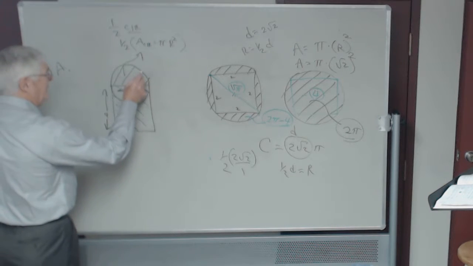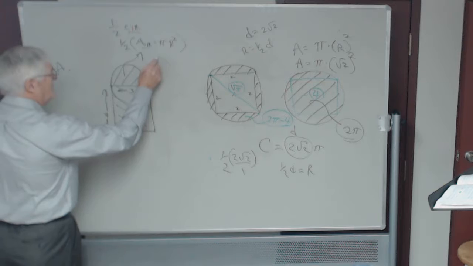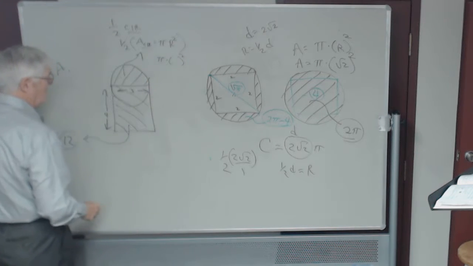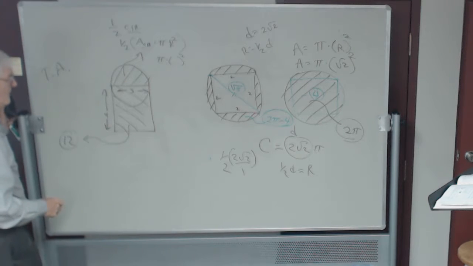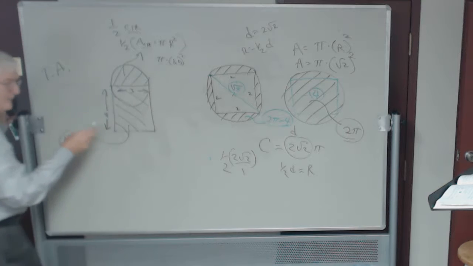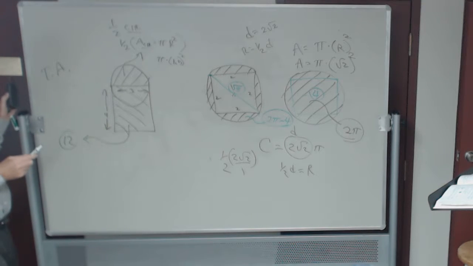What's the area of the circle? Pi times what number squared? 1.5, because that's the radius. The diameter is 3, the radius is 1.5. Everybody see that? You got that?